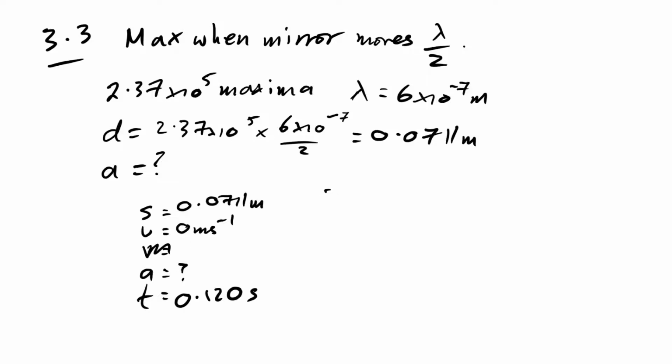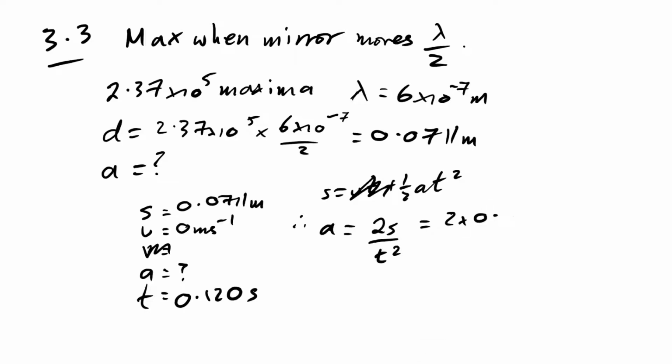So let's go with S equals UT plus half AT squared. UT disappears as per usual. Rearranging this, we end up with A is equal to 2S divided by T squared. So it's going to be 2 times 0.0711 divided by 0.120 squared. And it looks like we can go to 3 sig figs with this answer. It gives us a value of 9.88 meters per second squared.